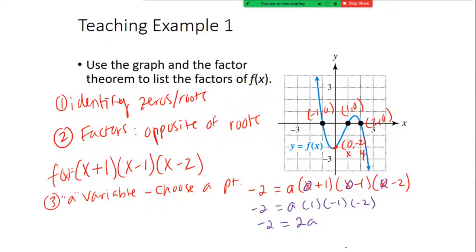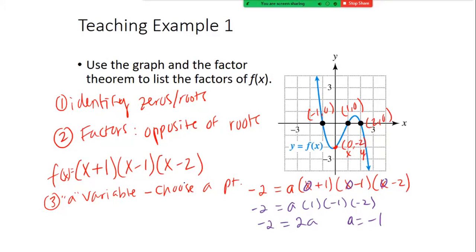All right, so what does A have to be? In order for... 0? No, -1. So your A equals -1.